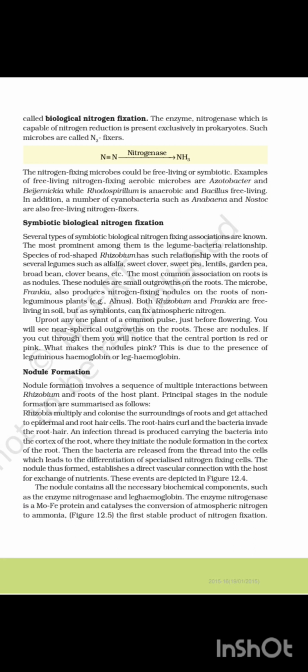The nodule contains all the necessary biochemical components such as the enzyme nitrogenase and leghemoglobin. The enzyme nitrogenase is a Mo-Fe protein and catalyzes the conversion of atmospheric nitrogen to ammonia, figure 12.5, the first stable product of nitrogen fixation.